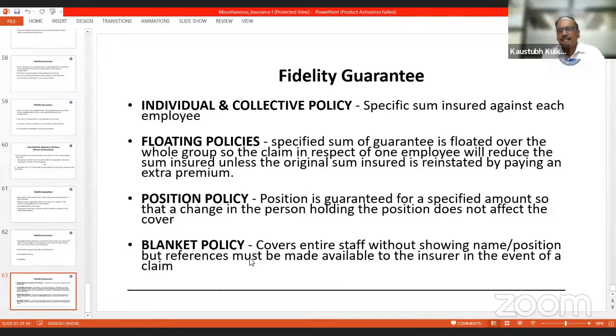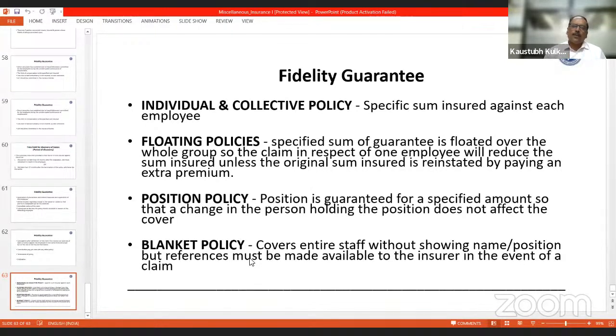Here, we are not cancelling the policy, but the defaulting employee is deleted from such floating policies. Then the position policy. What will be the position policies? Here, the particular name of that individual or his credentials are not established, but a position is guaranteed. So according to the position, the specified amounts are fixed while taking the policy by the insured.